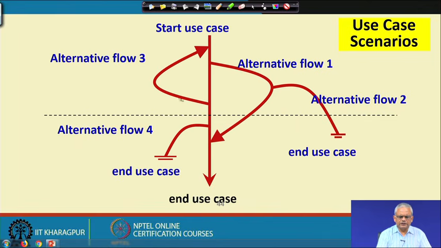The alternate scenarios occur, but these are not so frequent. The frequent case is the main line scenario, but then there are other scenarios which we call alternate flows or alternate scenarios that may occur. While documenting a use case, we need to document not only the main line scenario, but also the alternate flows. Let us see how do we go about documenting that.